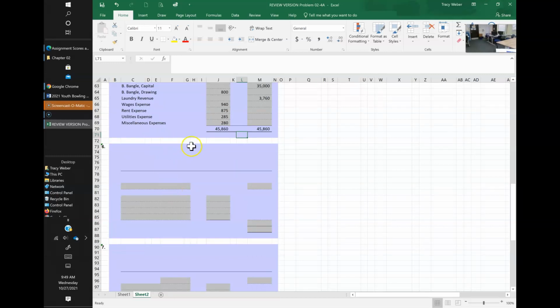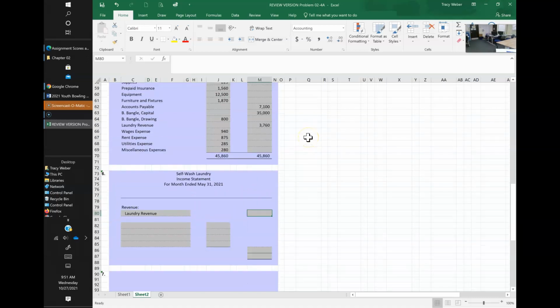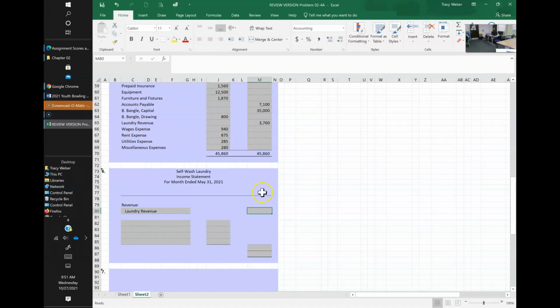So we're going to go ahead and put the heading in here. I'm going to pause the video and allow you to do that and do the merge and center and all that also for the heading. Okay, and on the income statement, we know it's only revenues and expenses. So right here is going to be revenue, and in this case, there's only one, and that is laundry revenue. We can look on our trial balance here and see laundry revenue, $37.60. That's where we get that amount.